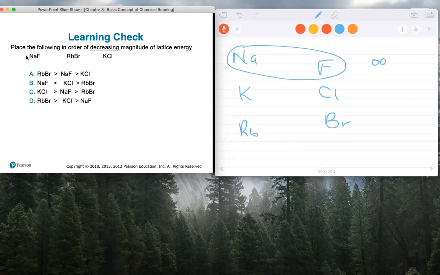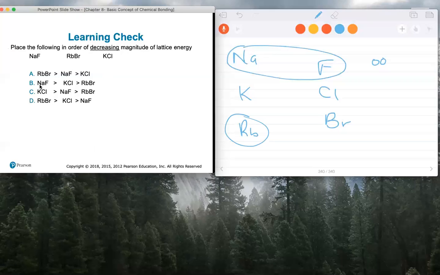And if I use this as the one with the highest, using the elimination method, I see that B is the only one. Rubidium, the largest right here, should be the last. And if I look at the last, using the elimination method, sodium fluoride should not be before potassium. Using that approach, it's not going to fall. The correct answer is B.